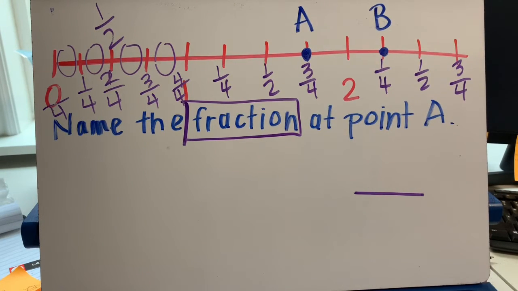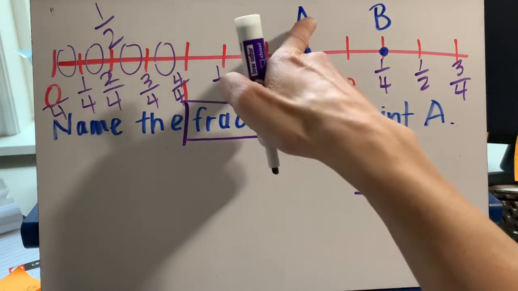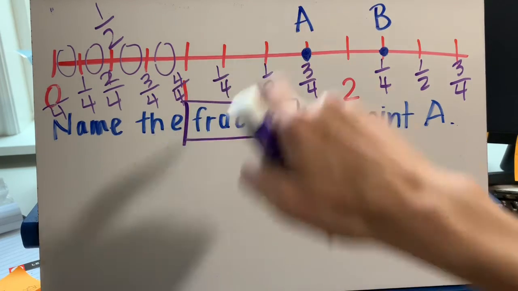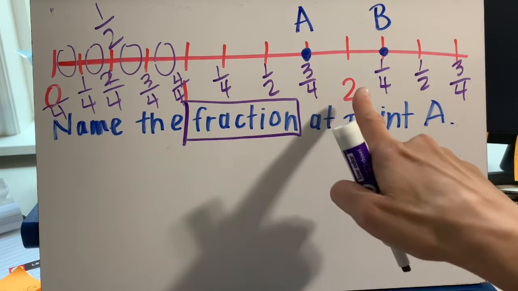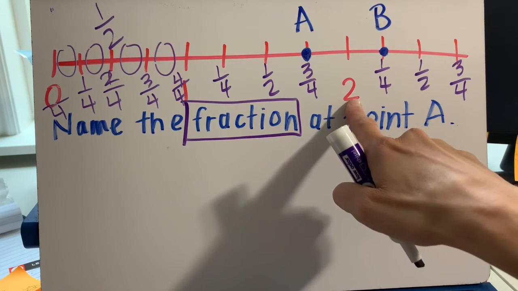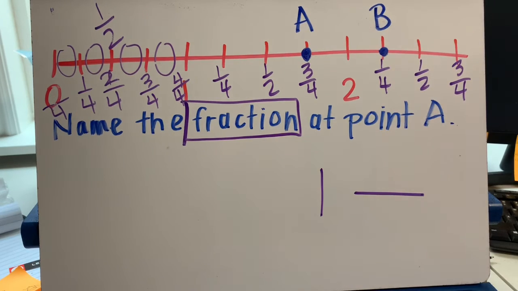So now, what do I look at first? The inches or the fractions? The inches. So I'm going to ask myself, does point A pass the 0? Well, yes, it's way over there. Does point A pass the 1? Well, yeah, it's over here. Does point A pass the 2? Well, no, it doesn't pass the 2 yet. So I'm going to go back to the whole number of 1, and I'm going to write 1.